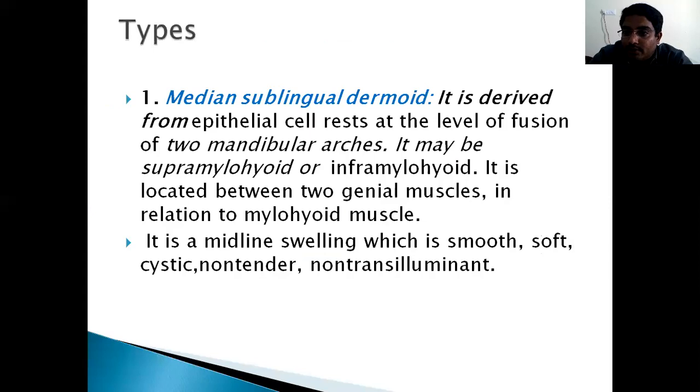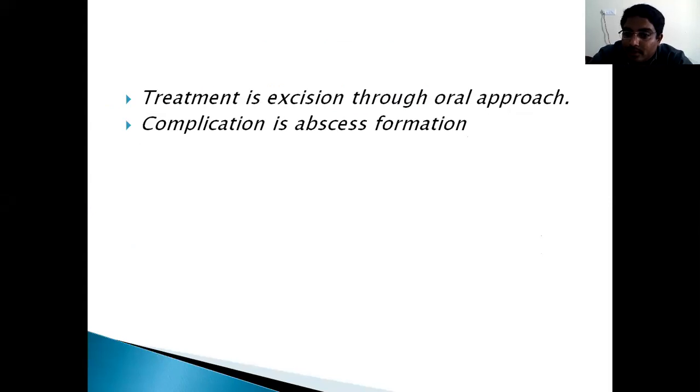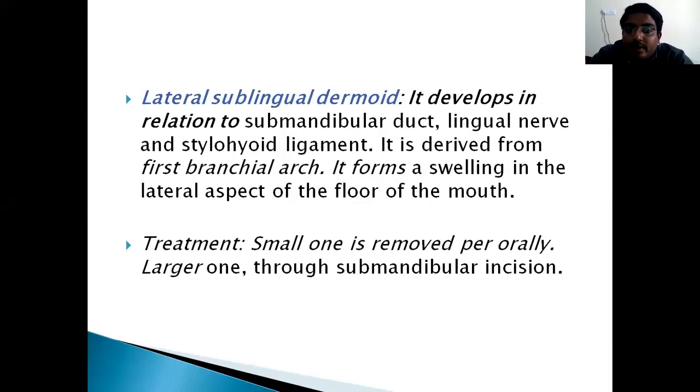The 2 types: median sublingual dermoid is soft in consistency, non-transilluminant, smooth and non-tender. If it is a median one, you can go for the oral approach and excise the complete cyst. Then a complication is abscess formation. Then the lateral sublingual dermoid is also soft in consistency and non-transilluminant. If it is a small one, you can remove it by the oral approach. If it is a large one, you go for the submandibular incision. These are the two types.